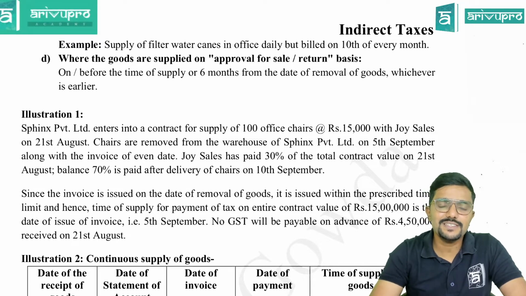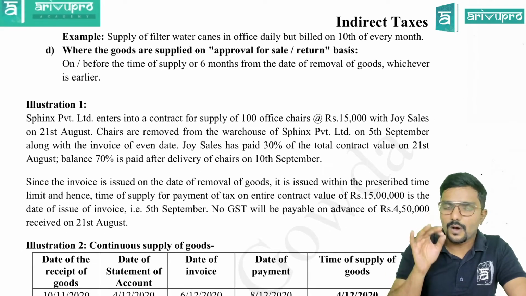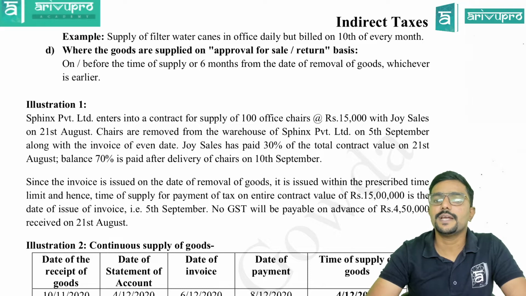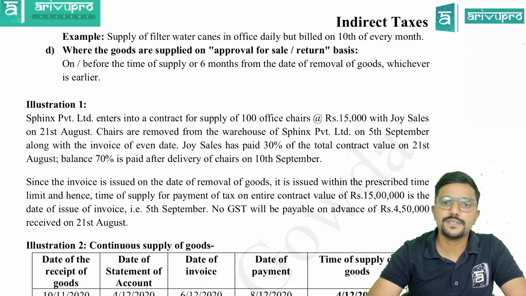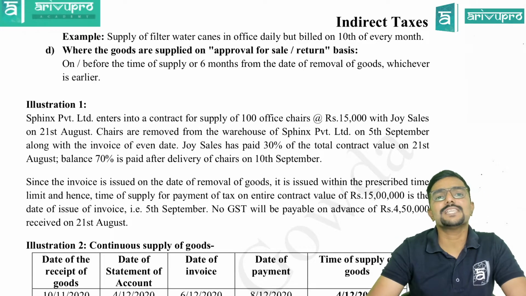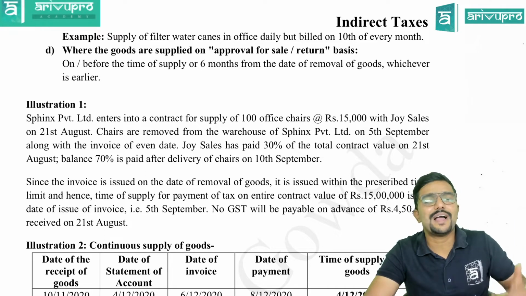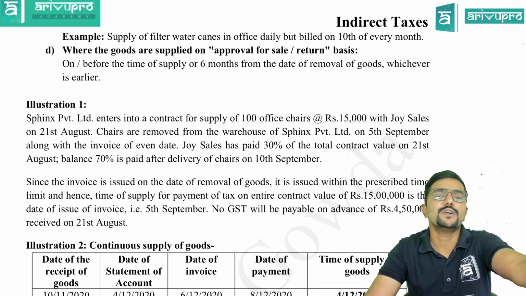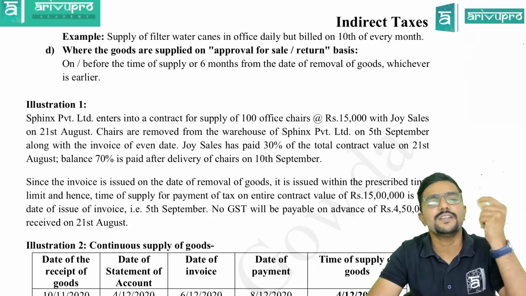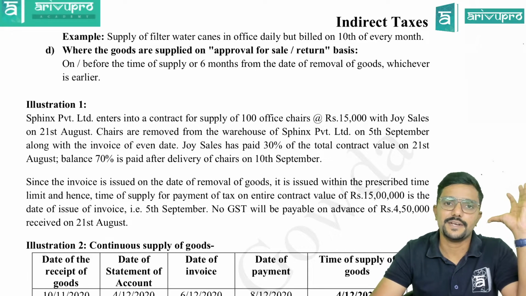So now in this case, the due date to issue invoice is given here: on or before the time of supply, or 6 months from the date of removal of goods, whichever is earlier. Whichever is earlier means they are giving you a maximum of 6 months. Indirectly they are telling the supplier to give a maximum of 6 months to the recipient to accept the goods. Within 6 months, if it is still not accepted, it is treated as a sale. You have to issue an invoice. That is what Section 31 is telling.